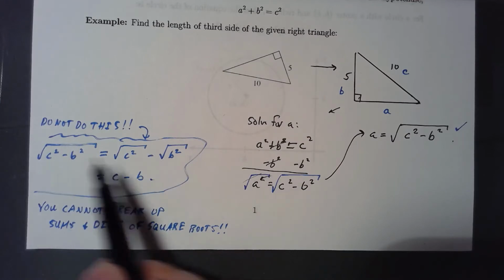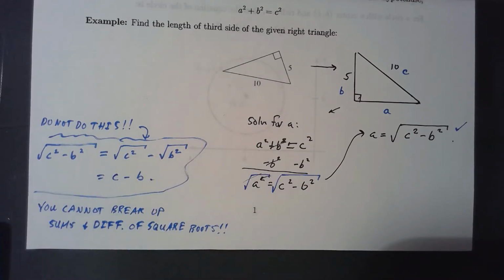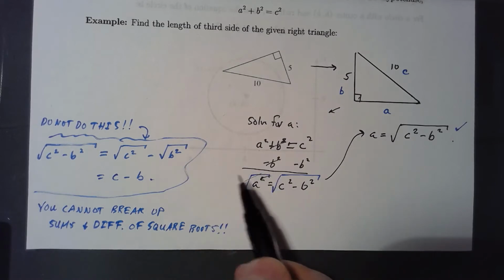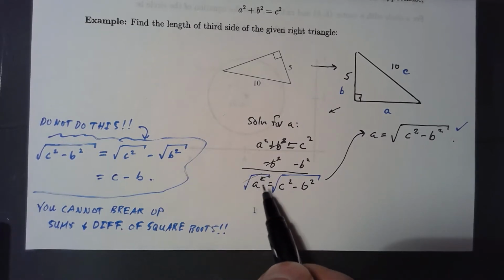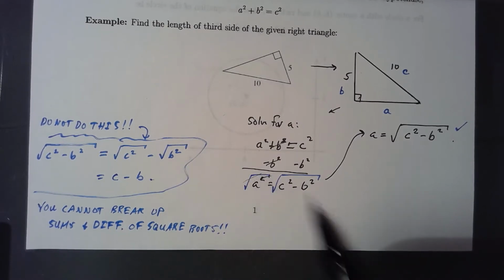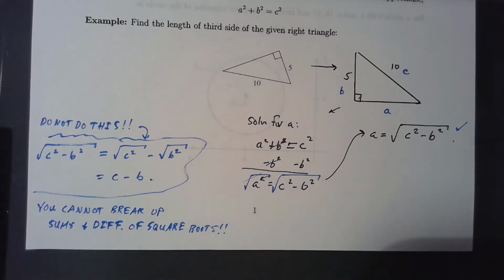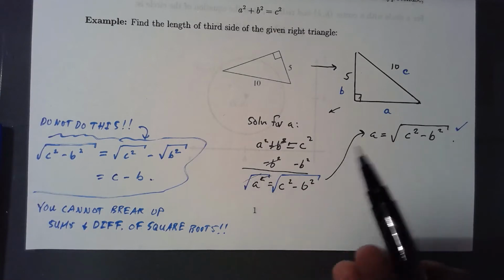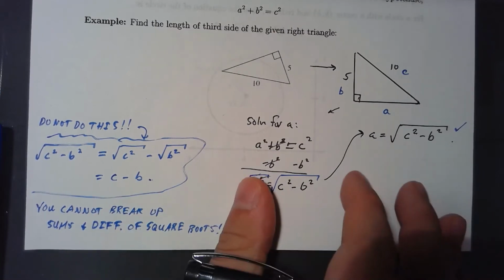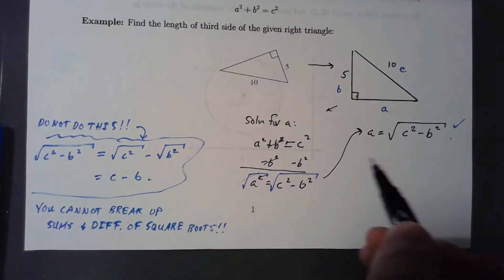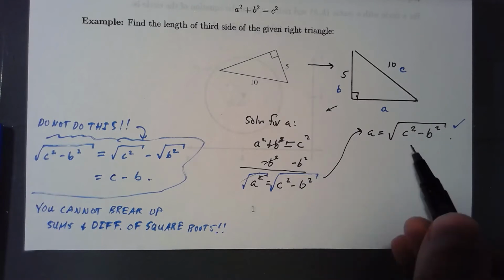You cannot break that up. So even if this were a plus, you still can't do this. The only time you could do that is if you have a multiplication or division under here, which is what we looked at in the first section of chapter 7. We looked at the square root property and simplifying radical expressions. Okay, so now this is what I have solved. Let's get back to this problem.